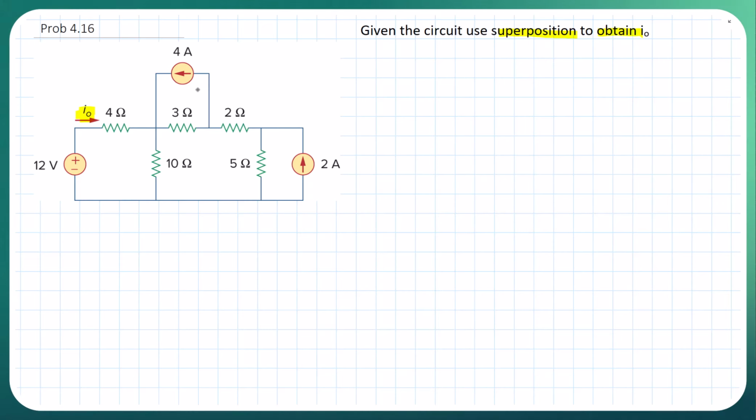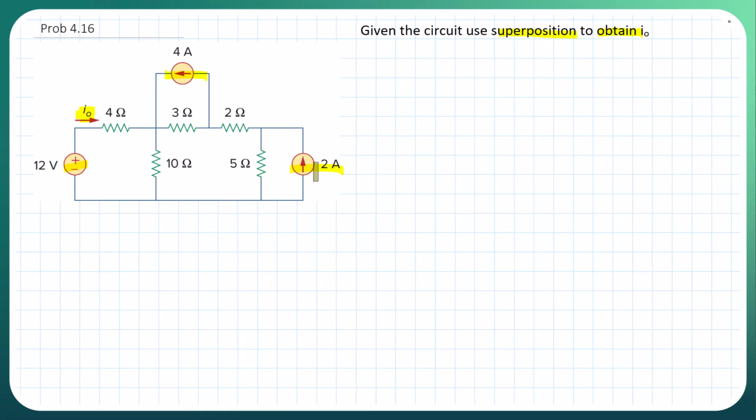So what we're going to do is turn off, for instance, this 4 amps and this 2 amps, and then keep the circuit with the voltage source here and solve for I naught. We'll call it I naught sub 1. Then we'll turn off the 12 volts and the 2 amps, and keep the 4 amps on and solve for I naught sub 2. Finally, we'll turn off the 4 amps and the 12 volts, keep the 2 amps, and solve for I naught sub 3, for instance.